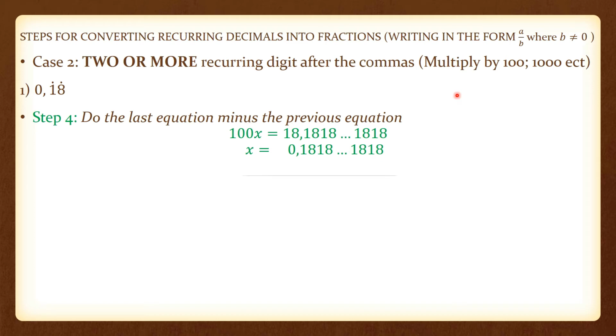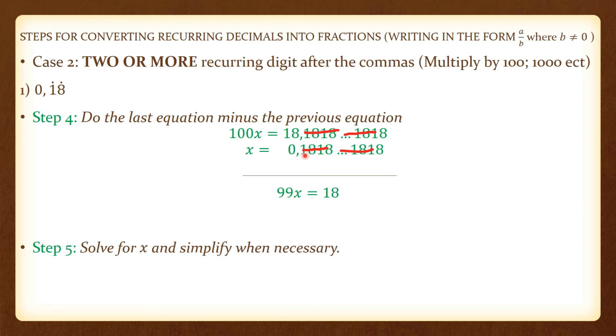Now, we can see that we have 18s on both equations, so those 18s can be easily cancelled out. So we're left with integers on the left-hand side and on the right-hand side also. So 100x minus x is 99x equal to 18.